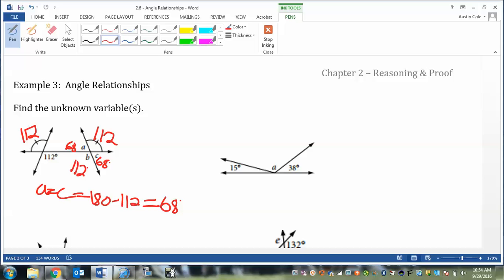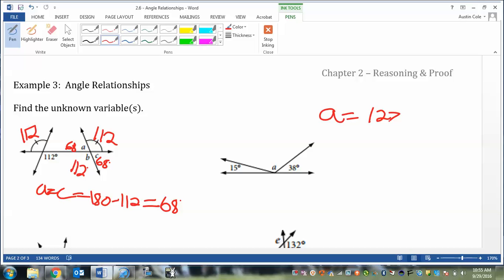All right, what do you guys think A is? Go for it. 127. Okay. How'd you get 127, Grace? I took 15 and 38 and I added them together and subtracted it from 180.